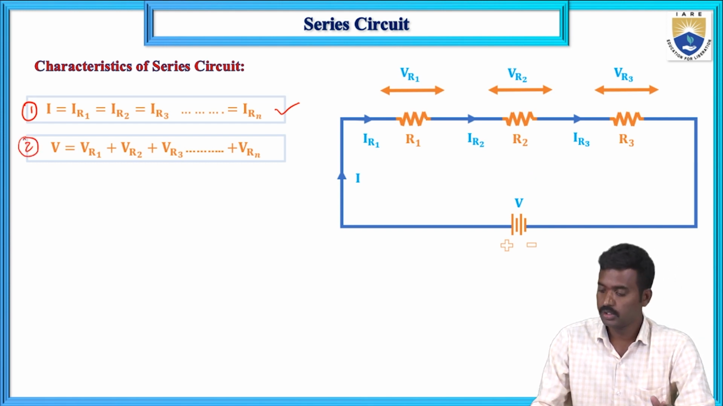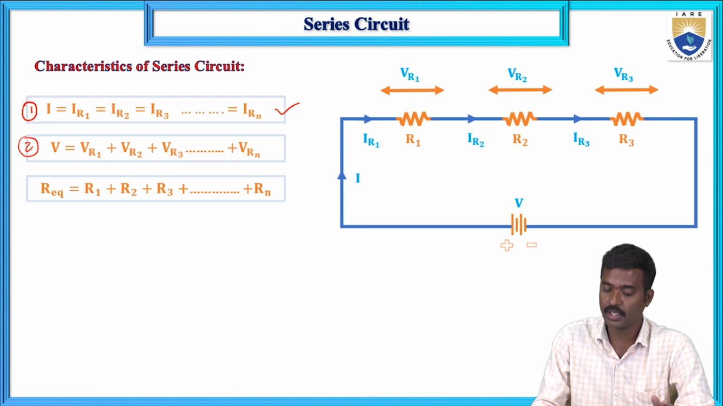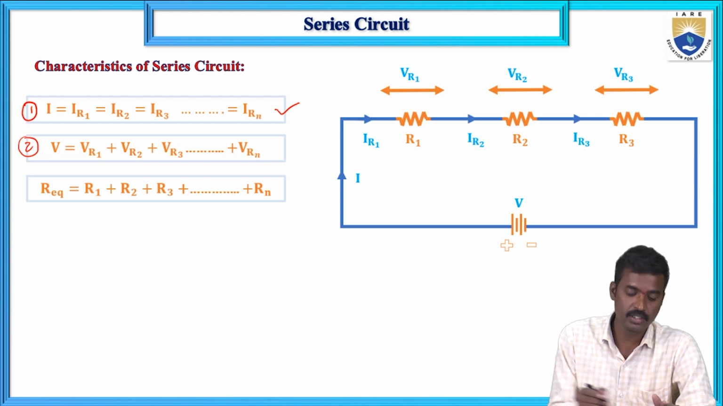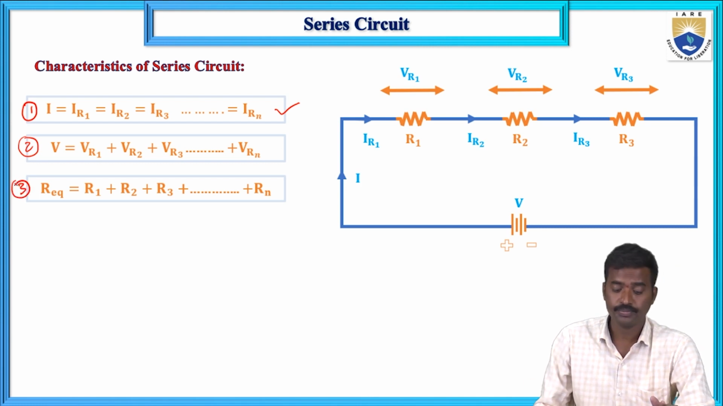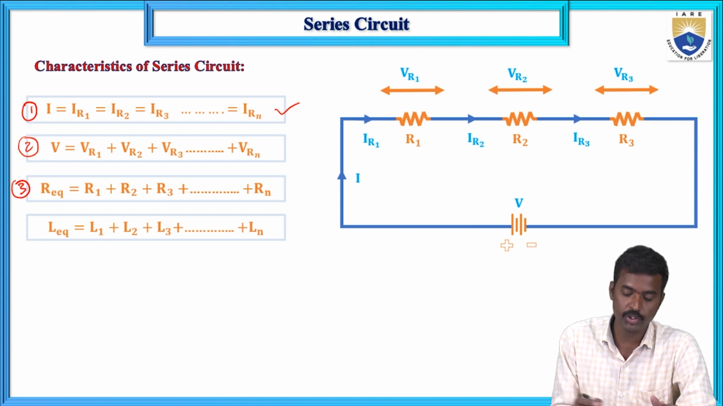Next, R equivalent equals R1 plus R2 plus R3 till Rn. If n number of resistors are connected in series, the equivalent resistance equals the sum of the individual resistances. This is the third property. Next, the fourth property: if inductors are connected in series, L equivalent equals L1 plus L2 plus L3 till Ln. Equivalent inductance equals the sum of the individual inductances.